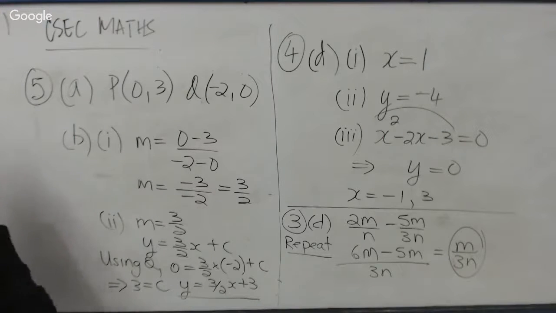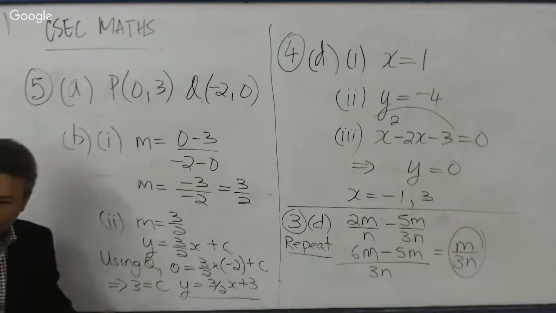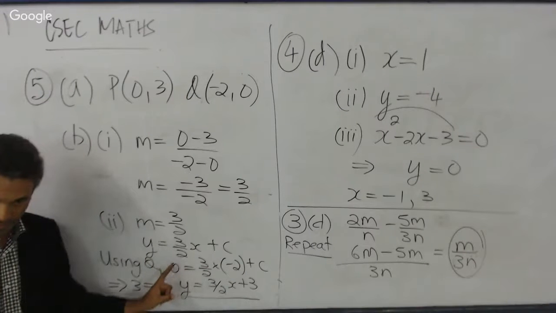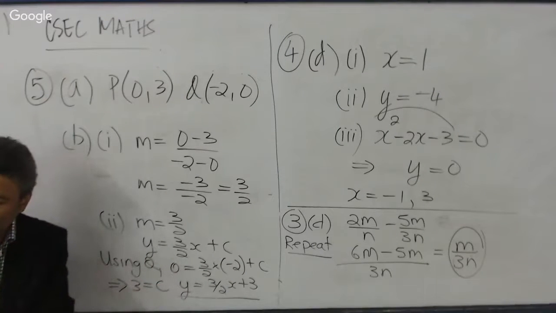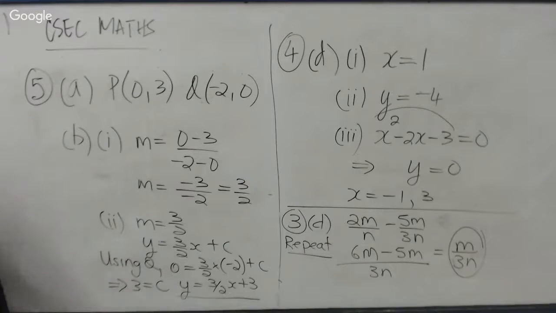Generally, to find the equation of a line, you need a gradient. If you have the gradient, you write down the equation: y equals mx plus c, like this. To find c, substitute the coordinates of a point which is on the line. You have to make sure you're using a point on the line.